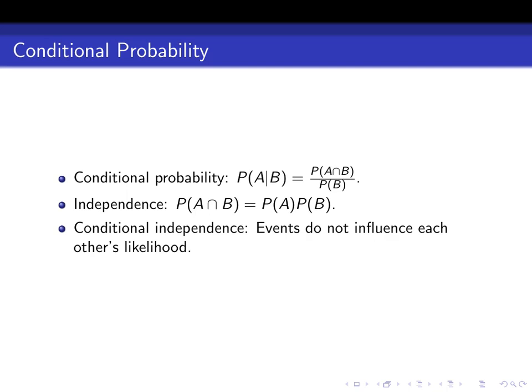Events are independent if the occurrence of one does not affect the other. In this case, the probability of A intersection B is simply equal to the product of the probability of A times the probability of B. This concept is crucial for analyzing data dependencies.